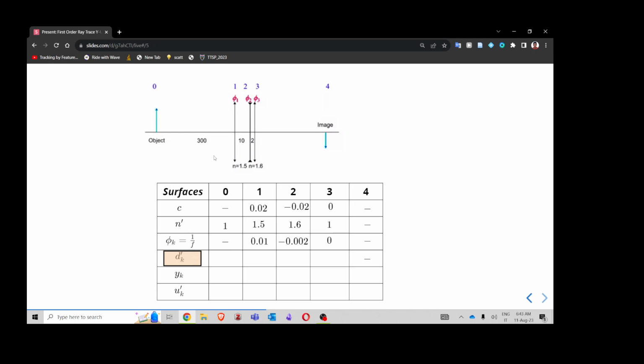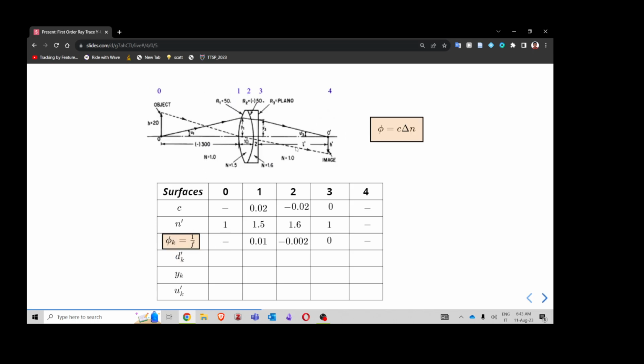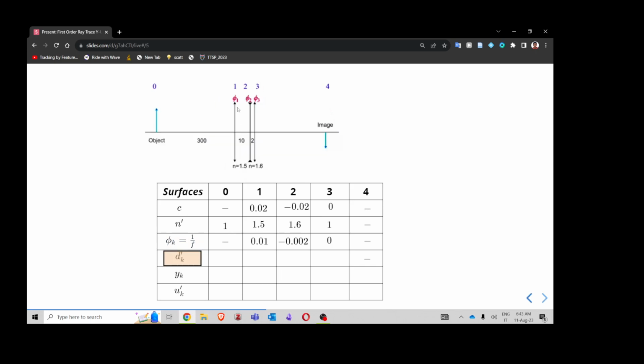Now we can replace this diagram, the doublet lens, with a simple paraxial thin lens approximation. Here it is a thin lens with no thickness, just the power is given. And now we'll enter the d values. The d is nothing but the distance, right? The distance from one surface vertex to the vertex of the next surface.